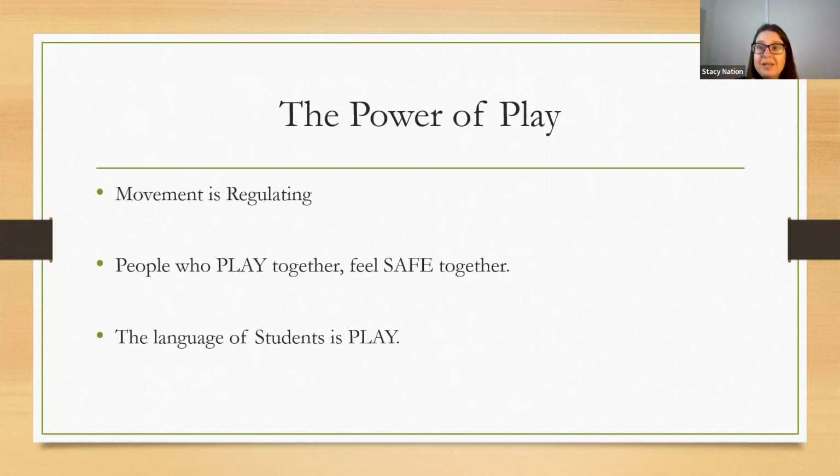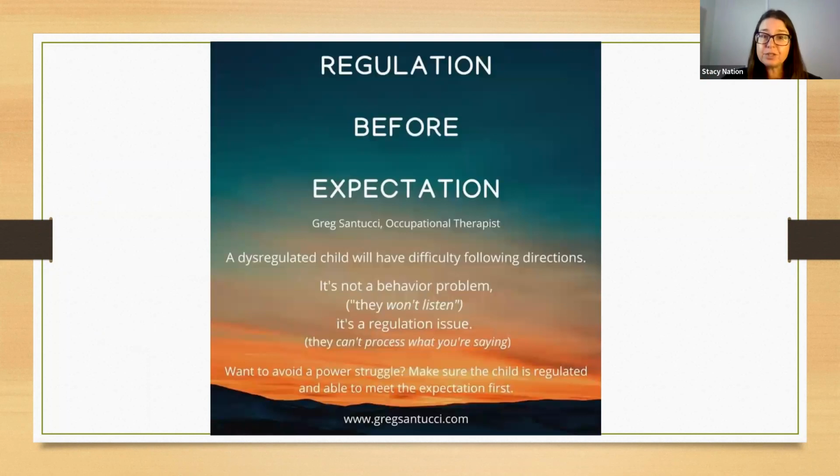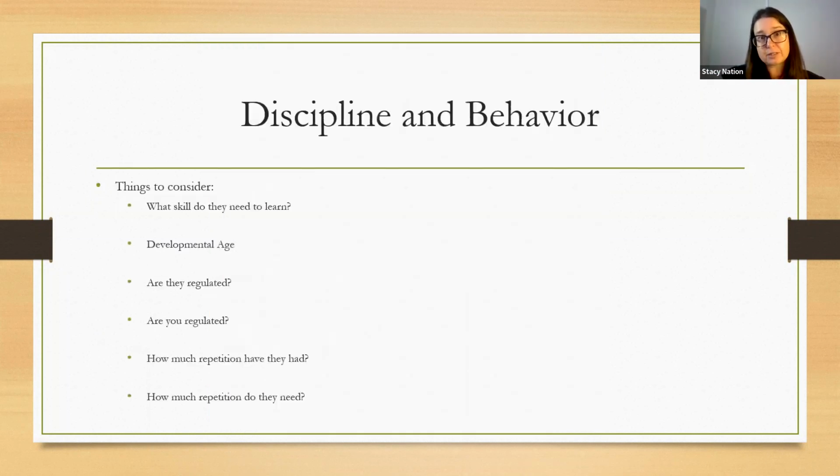Okay. I want you to remember the power of play. Play is extremely important. People who play together feel safe together. There's lots of ways to provide play. There's also lots of ways to provide movement and continue to learn. You could put A, B, C, D in different corners. You can ask a question and then people can go to those corners, and that is still learning. All right. The language of students is play. Regulation before expectation. Great slide. I want you to remember it's not a behavior problem, it's a regulation issue. Make sure the child is regulated before you ask for an expectation.